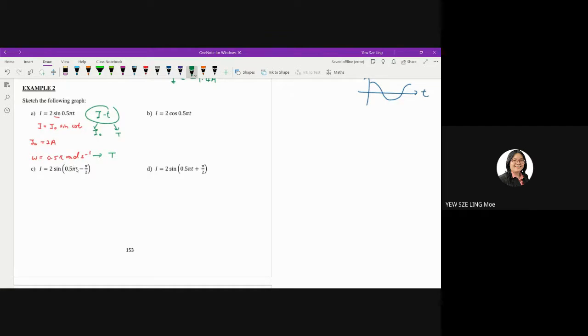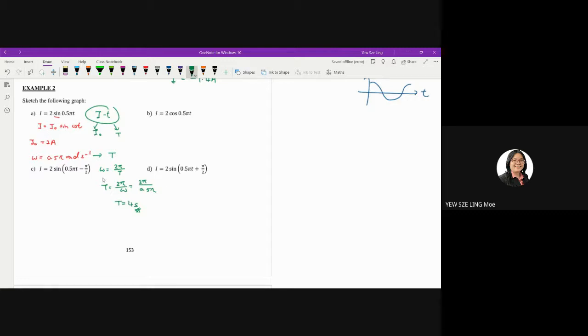So the period: we have omega equals 2 pi over T, so T equals 2 pi over omega. Omega is 0.5 pi, so 2 pi divided by 0.5 pi, and we have T equals 4 seconds. So that is the information that we obtain from the equation given, by comparison with the general equation.